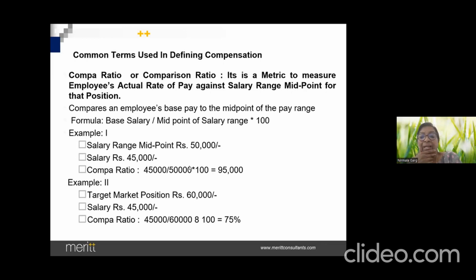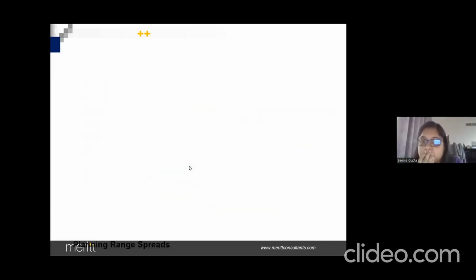Likewise, you can also do the same thing with your market midpoint. Say the market midpoint is 60,000 and the salary is 45,000. So 45,000 divided by 60,000 multiplied by 100. Okay, I'll just show you more data.